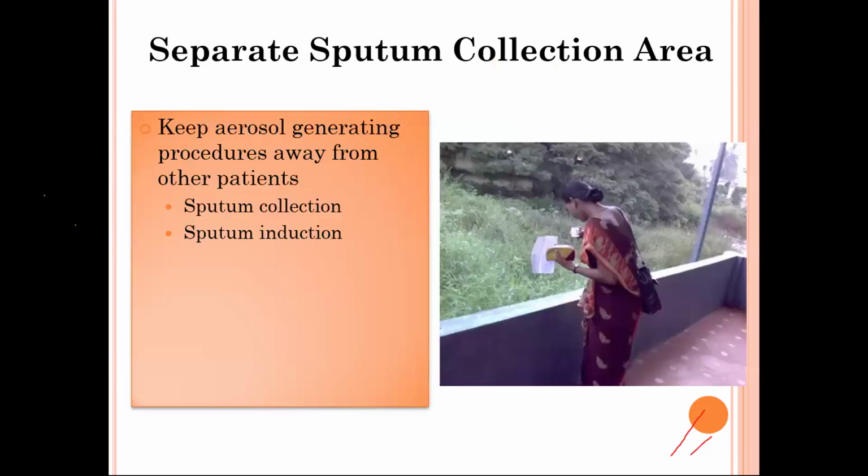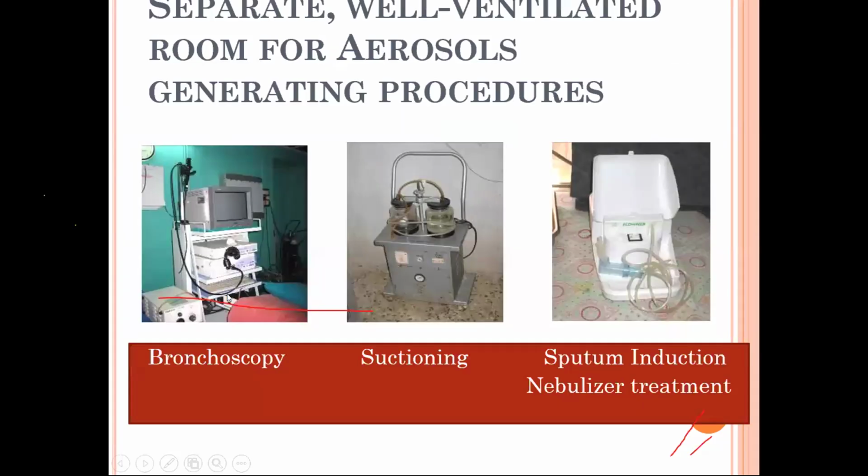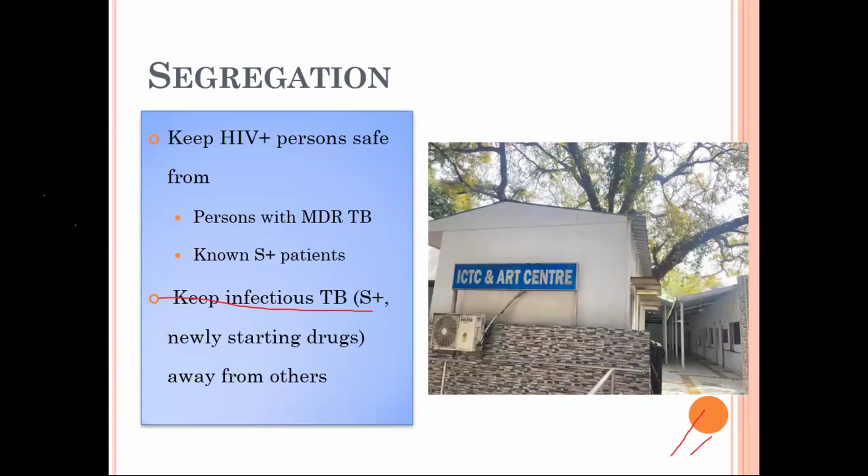Next. These are again like, the sputum collection area should be separate, it should be away from the main hospital or the main building. These are special areas where we have to take special care, like bronchoscopy, suctioning, because these are sputum induction, and where we have a lot of aerosol generation. Segregation, that all the HIV and the TB patients should be kept separate.